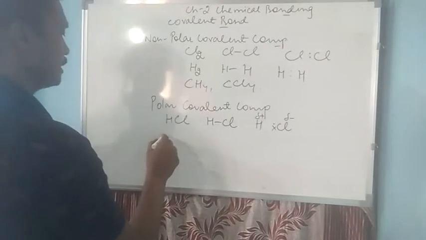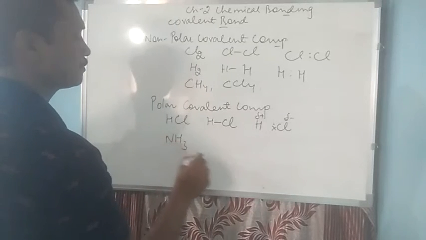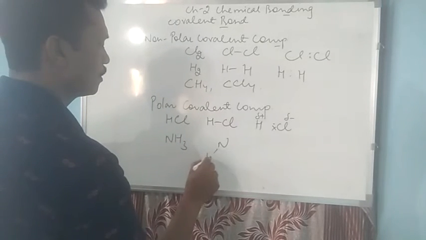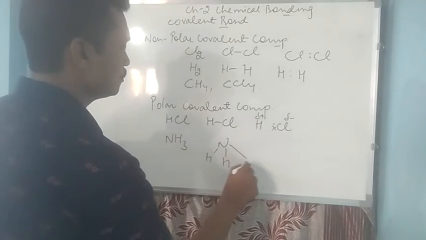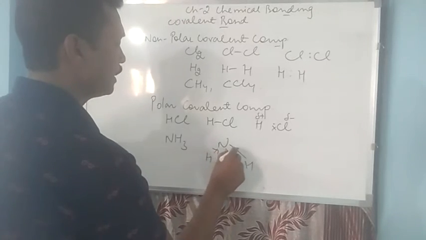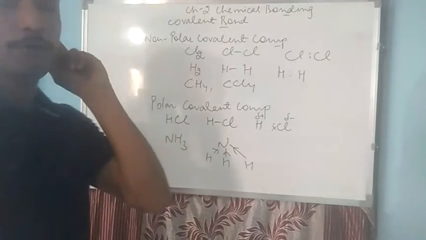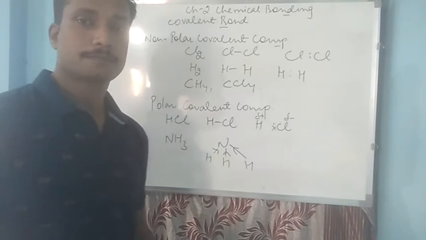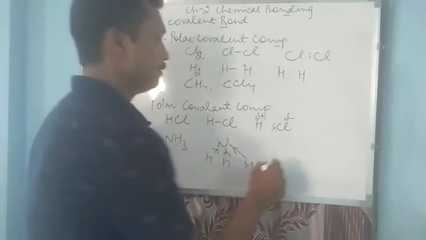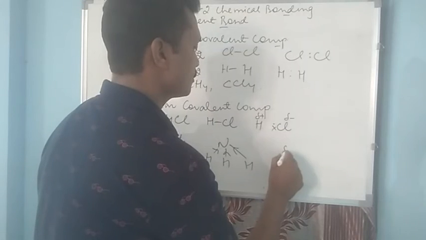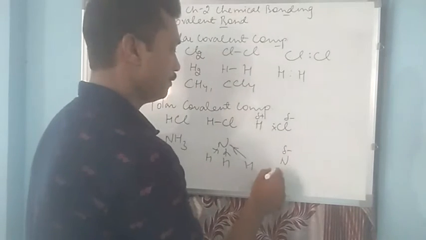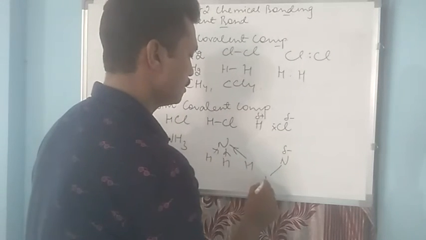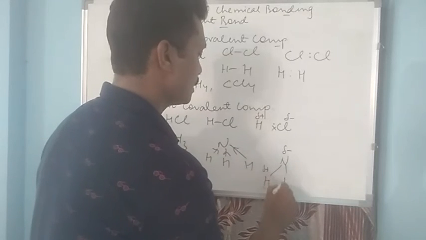Similarly, we can take example of ammonia. Here also nitrogen is more electronegative. Shared pair of electron will be attracted towards the nitrogen atom, and so there will be net charge developed on these atoms. Nitrogen will develop slight negative charge and hydrogen will have slight positive charge.